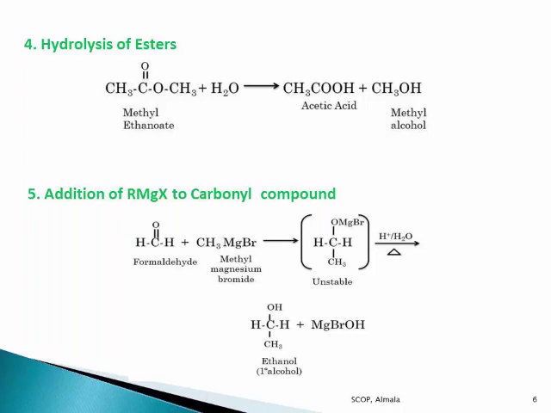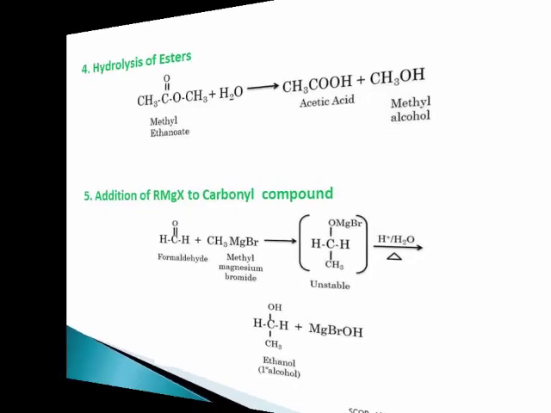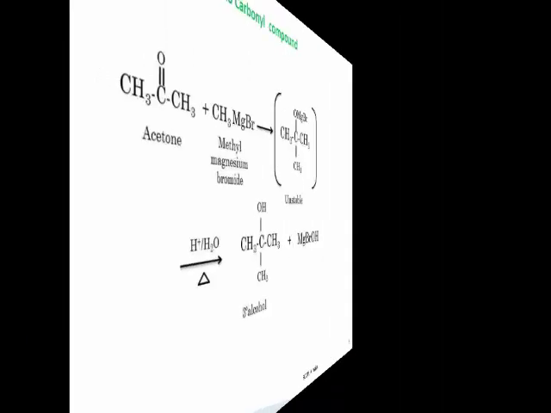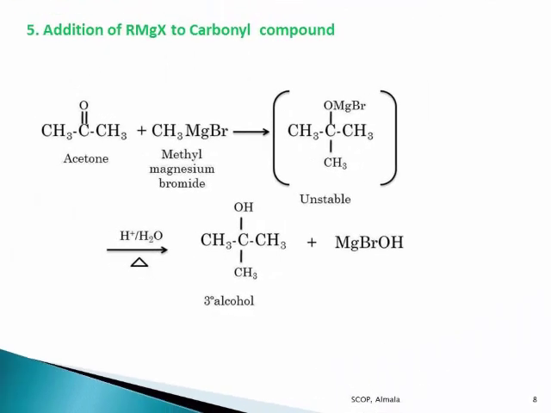Formaldehyde when treated with methyl magnesium bromide gives an unstable addition product, a magnesium-containing complex, which on acid hydrolysis gives ethanol. Acetaldehyde when treated with methyl magnesium bromide gives a magnesium-containing unstable complex, which on further hydrolysis gives secondary alcohol, that is isopropanol. Acetone when treated with methyl magnesium bromide gives tertiary alcohol, that is tertiary butanol.